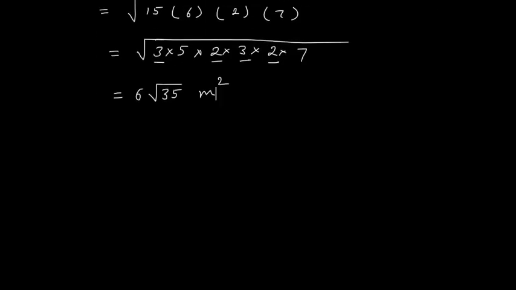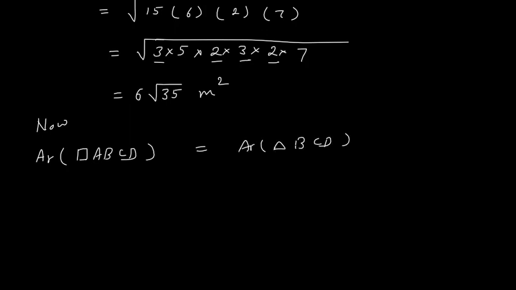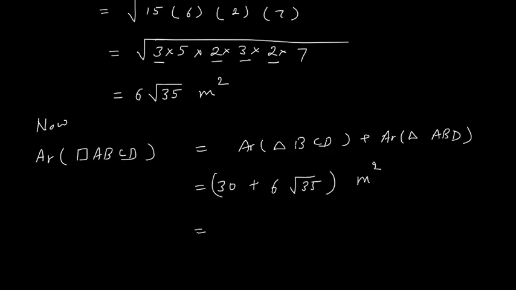Now area of quadrilateral ABCD is equal to area of triangle BCD plus area of triangle ABD. This is 30, this is 6 root 35. So 30 plus 6 root 35 meter square. You can take 6 common, so 5 plus root 35 meter square is the required area of quadrilateral.